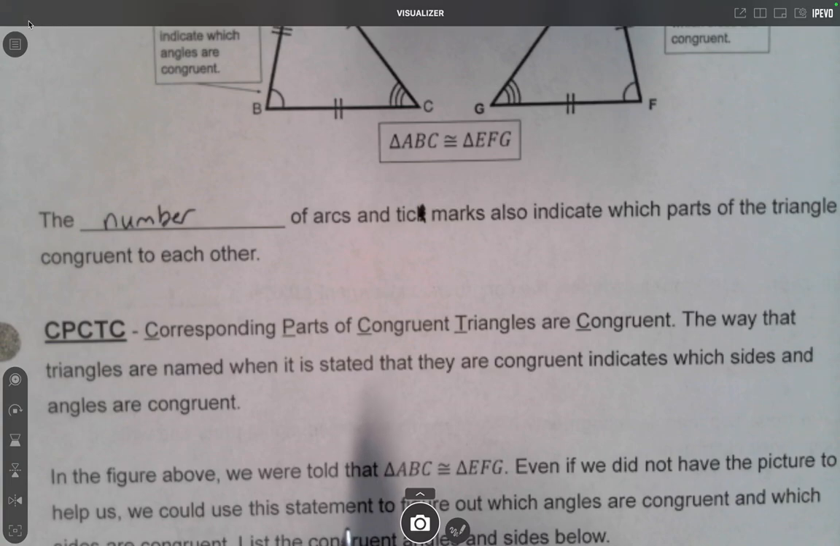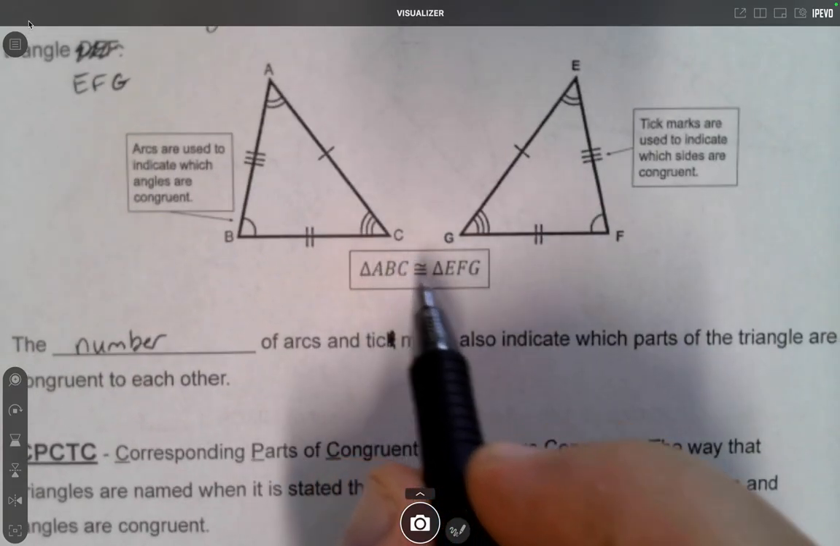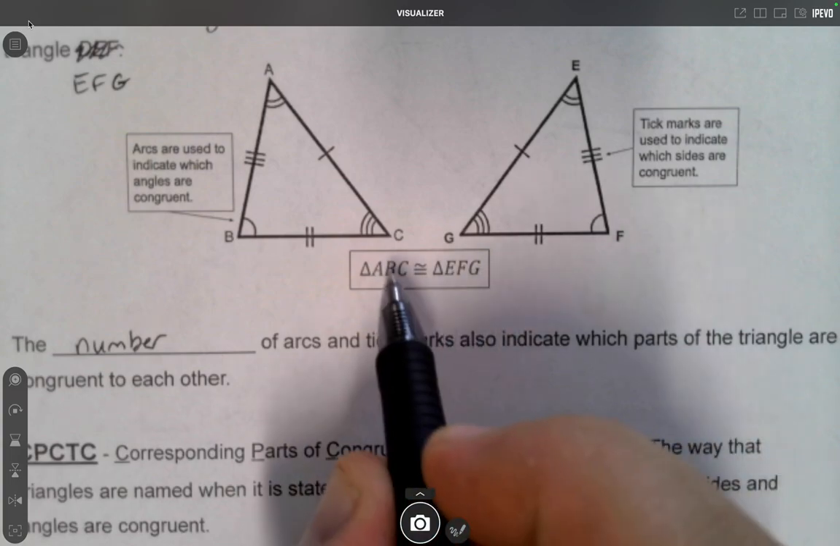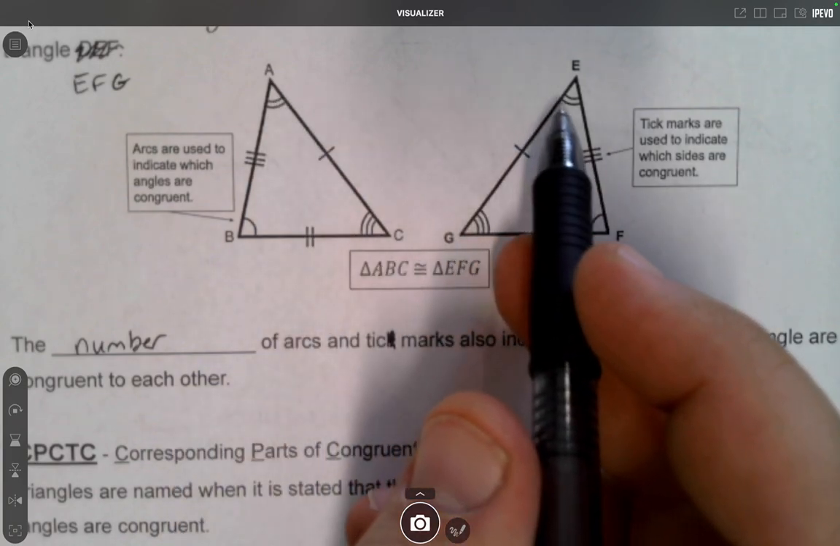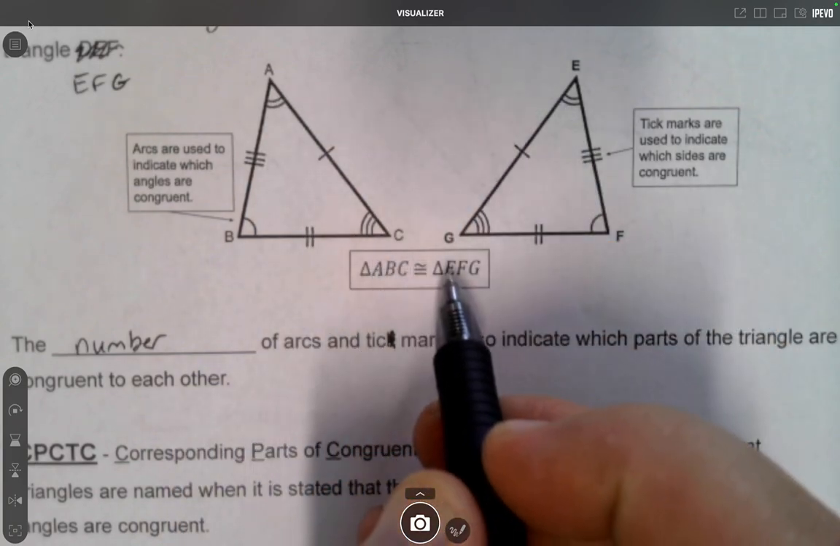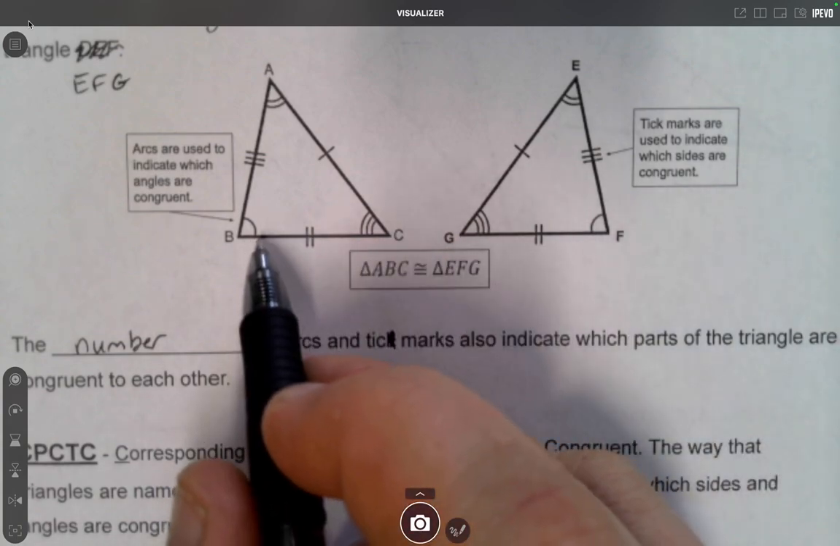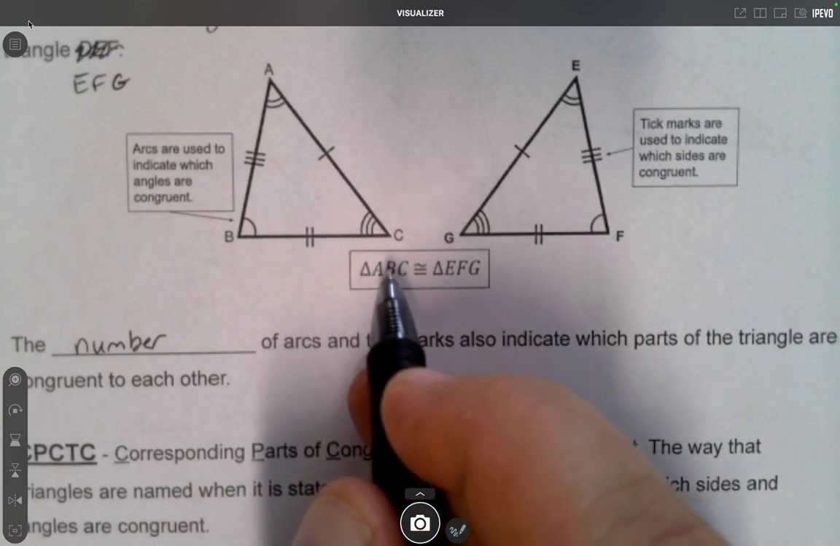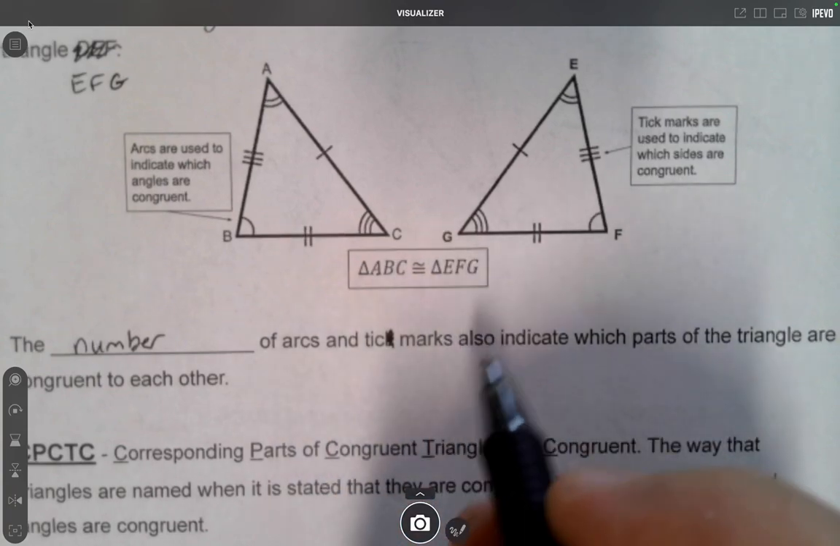So the way that triangles are named when it is stated that they are congruent indicates which sides and angles are congruent. In other words, they didn't just put these letters in a random order. If you look, angle A is congruent to angle E. That's why A and E are both written first. Angle B and angle F both have one arc, so they're congruent. They're both written second. Angle C and G are both congruent. They're both written last.